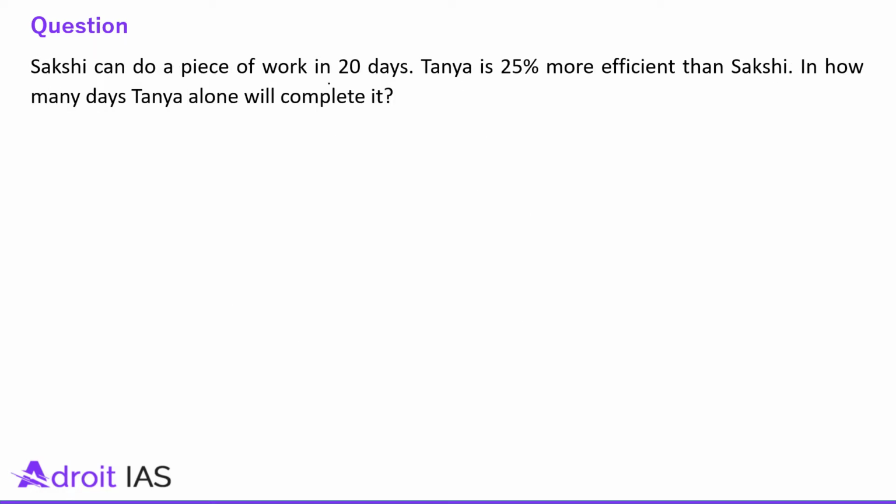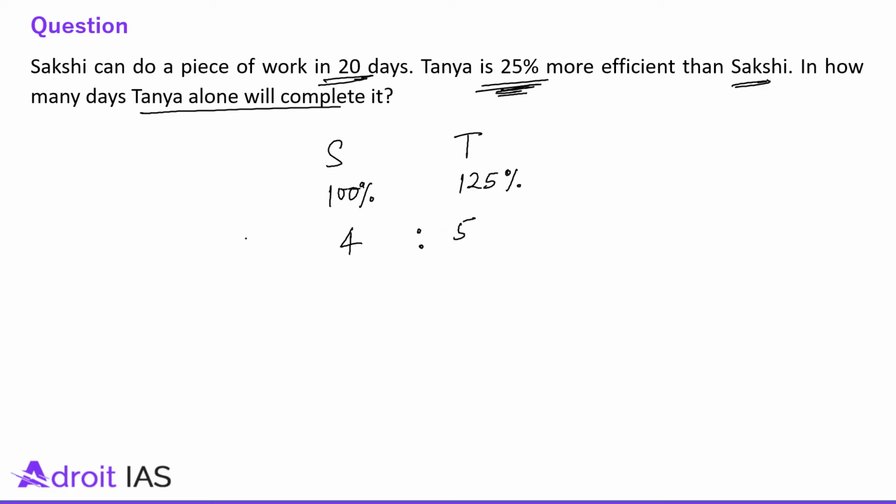Sakshi can do a piece of work in 20 days. Tanya is 25% more efficient than Sakshi. In how many days Tanya alone will complete it? Okay, this is Sakshi and this is Tanya. Tanya is 25% more efficient than Sakshi, right? So just assume Sakshi has 100%, so Tanya will be 125%, right? So the ratio is 4:5, because both the numbers are divisible by 25.